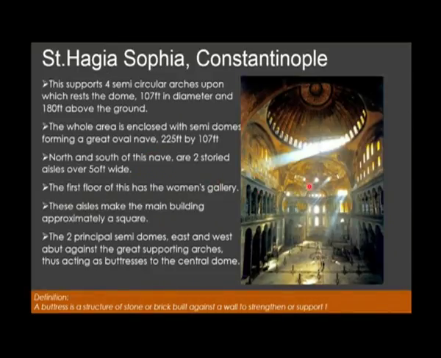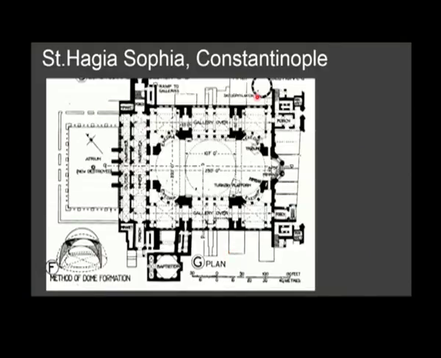And on the first floor you have the women's gallery, and below you have arcades and the nave. The aisles are there on two sides, and actually the reason why the plan is almost a square is because of the introduction of these aisles around the nave.